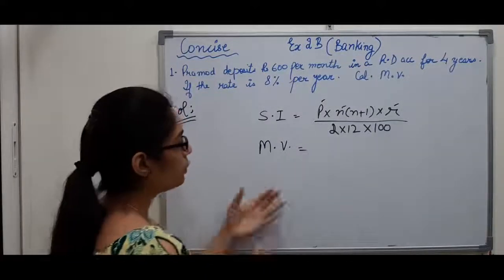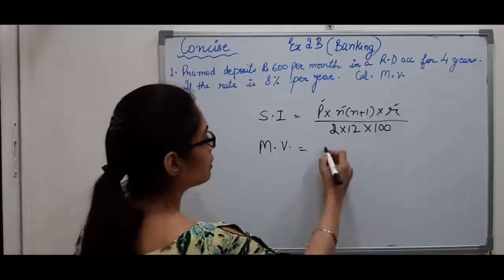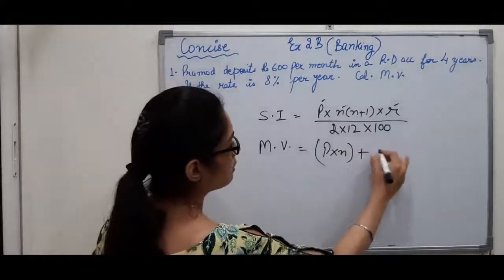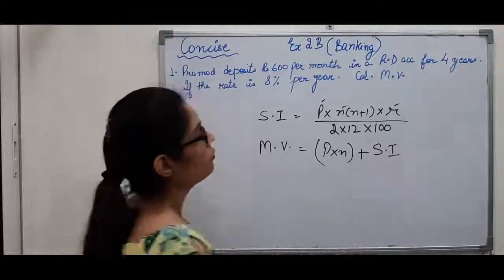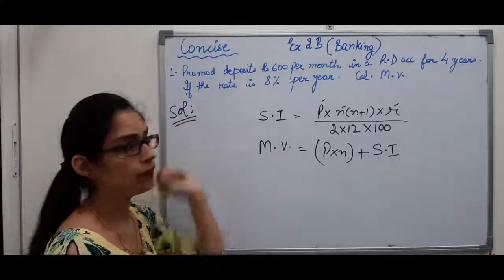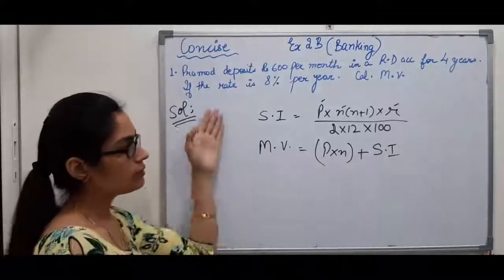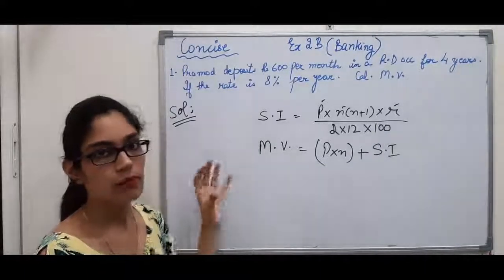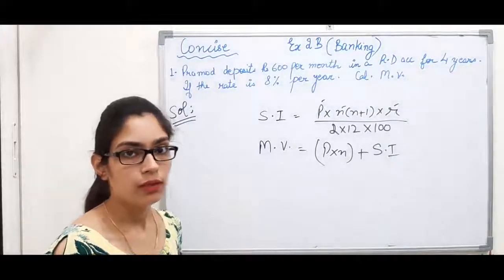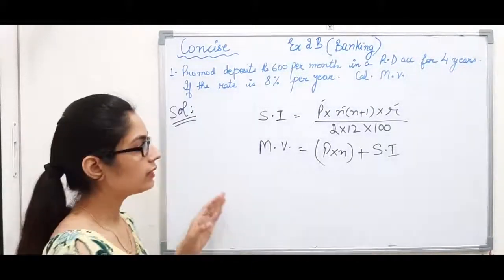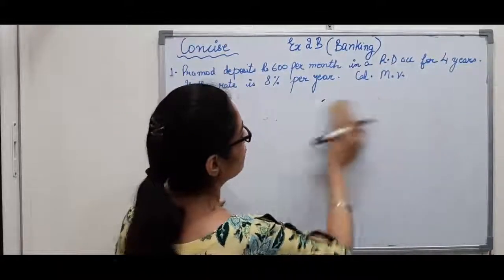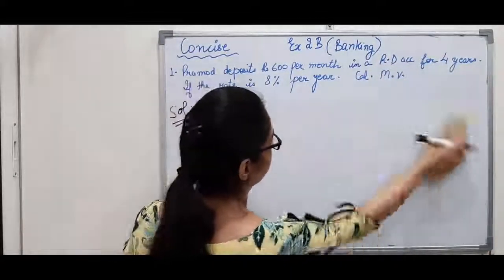Now maturity value. Maturity value is again P into N plus simple interest. Which means if we have to calculate the maturity value, we need to calculate simple interest. So these are the two formulas which we have to use in this entire chapter, let it be exercise 1 or 2. In both the exercises, these formulas have to be used. So let's start now with the first question.